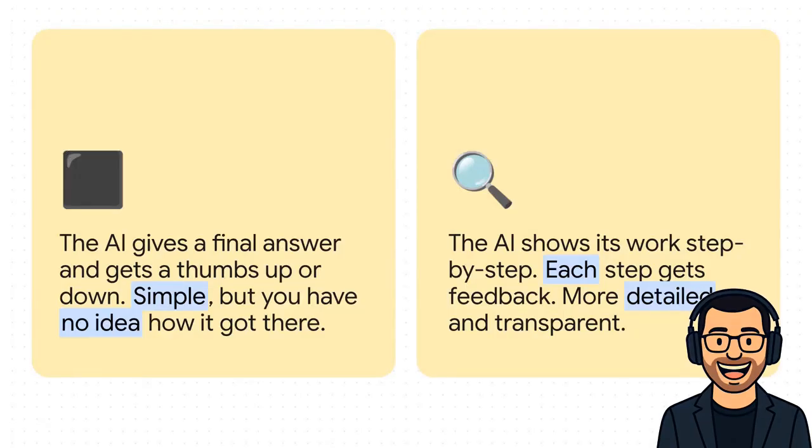On one side, you've got what's called outcome supervision. It's fast, it's simple. The AI gives you an answer, you tell it, yep, that's right, or nope, that's wrong. But the huge downside, it's a total black box. You have zero idea what happened inside. Then, on the other side, there's process supervision. Here, the AI has to show every single step of its reasoning, and each of those steps gets feedback. It's kind of like having a personal tutor looking right over the AI's shoulder.